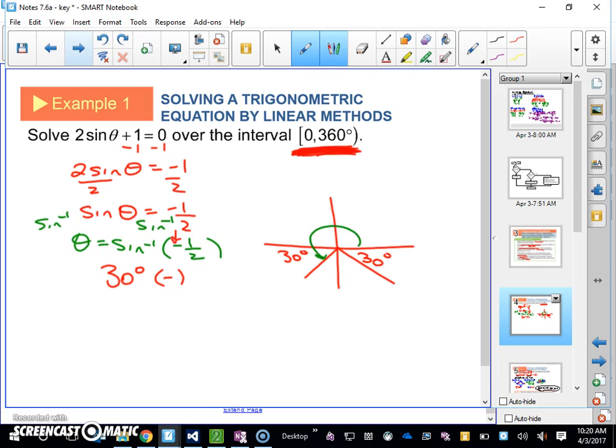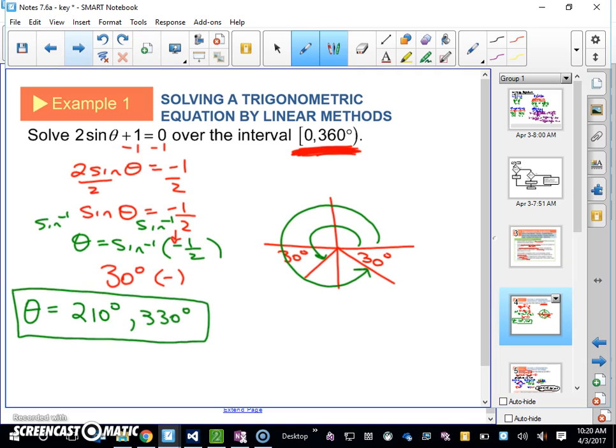There's one in the 3rd quadrant. That's 30 degrees past 180. That's 210. And then there's one in the 4th quadrant. That's 30 degrees before we get all the way around to 360. That's 330. So when we try to solve this equation, the variable is theta, and we've just found 2 different answers. Theta equals 210 degrees and 330 degrees.